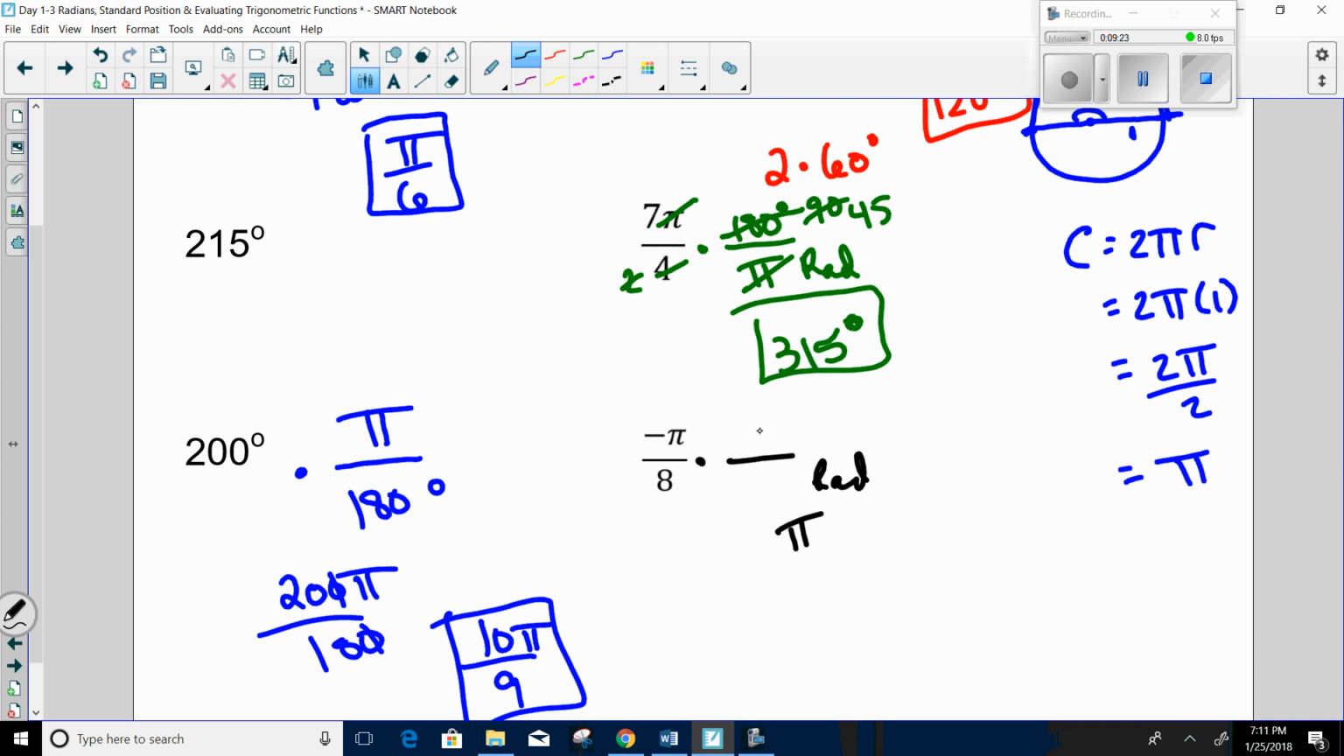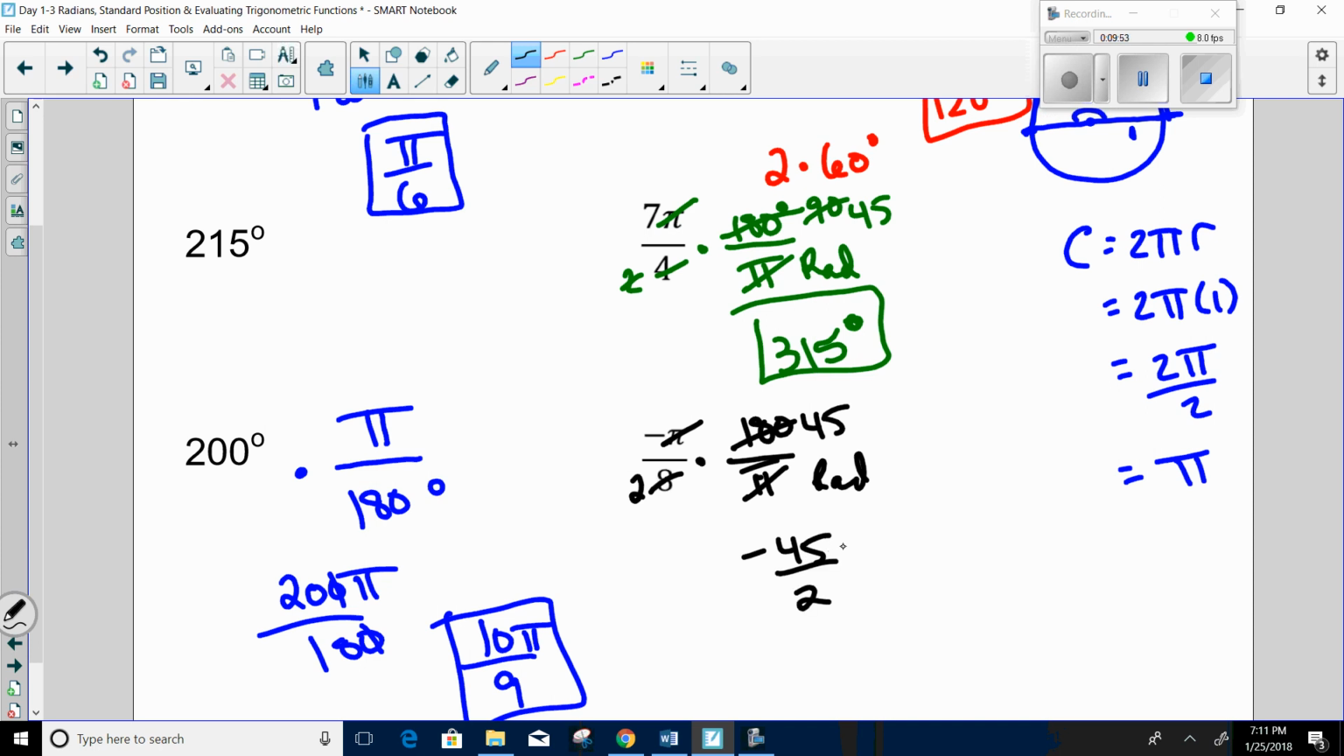And my computer's not catching up for some reason. And 180 in the top. So it looks something like this. Now reduce. 8 and 180. Well, they both have a factor of 4 because I did that up top. This would be 45, and this would be 2. Now, 45 and 2 don't have anything in common. The pi's go away, so this would be negative 45 divided by 2.